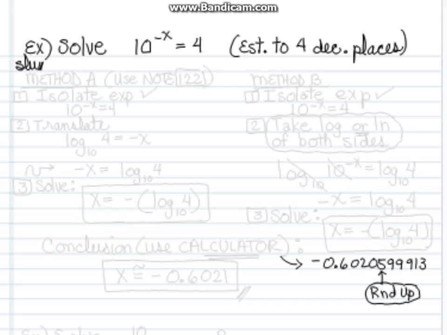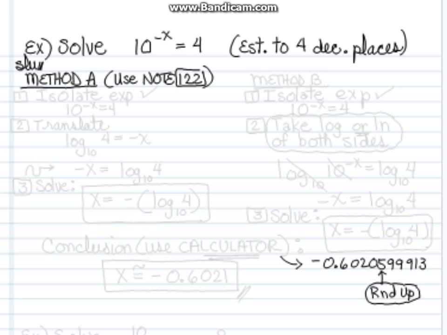We're going to solve 10 raised to the negative x power equals 4, and we're going to estimate our solution to 4 decimal places. Now, in note 122, we saw a method which I'll call method A, and we're going to use that method to do this problem, but I'm also, for contrast, going to use another method B, and then you'll be at liberty to use whichever method you prefer.